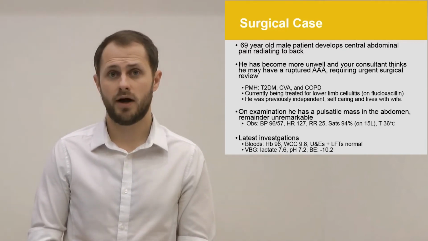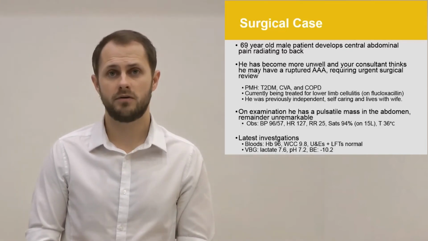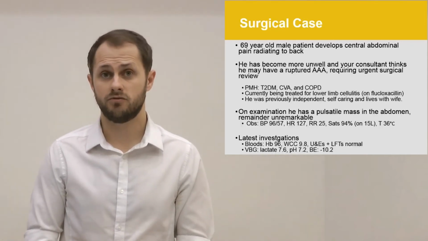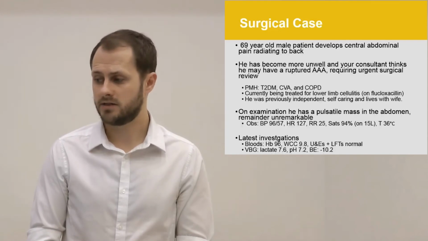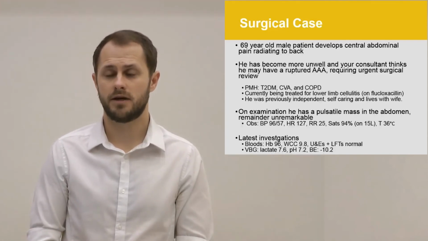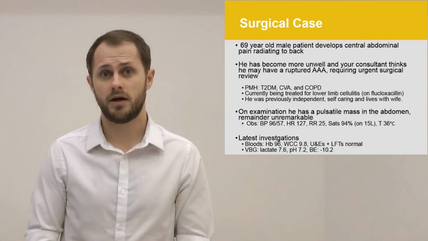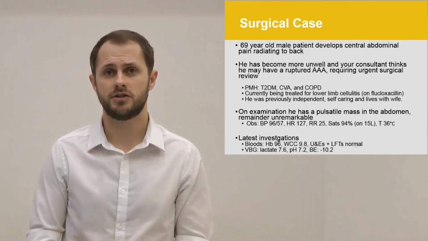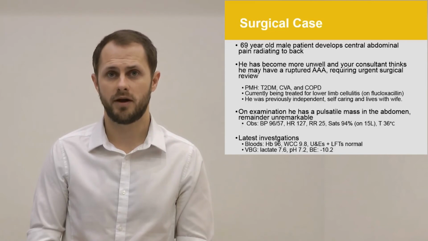So the bloods show anemia with a normal white cell count, normal urea and normal LFTs. A VBG shows the raised lactate and a metabolic acidosis with a base excess of -10. Your recommendation is that the patient is reviewed urgently by the vascular surgeons for a potential open AAA repair.